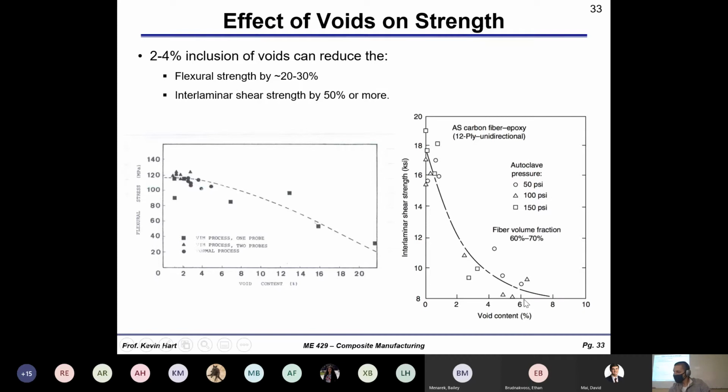Okay. Similar looking graph here with interlaminar shear strength as the metric instead of tensile strength or flexural strength. So again, this is even more severe. If you have void contents of 4, 5, 6%, you're going from interlaminar shear of 16 to 18 down to 8. So you've cut in half basically your interlaminar shear strength by including 5% voids. So moral of the story: voids not good. You should avoid them. Okay.